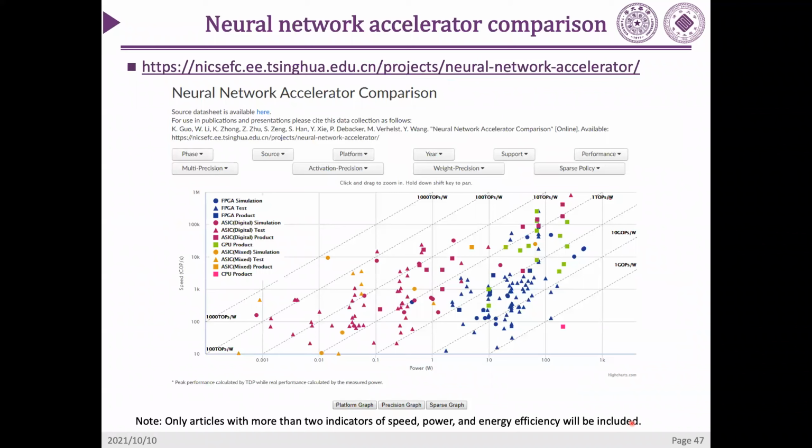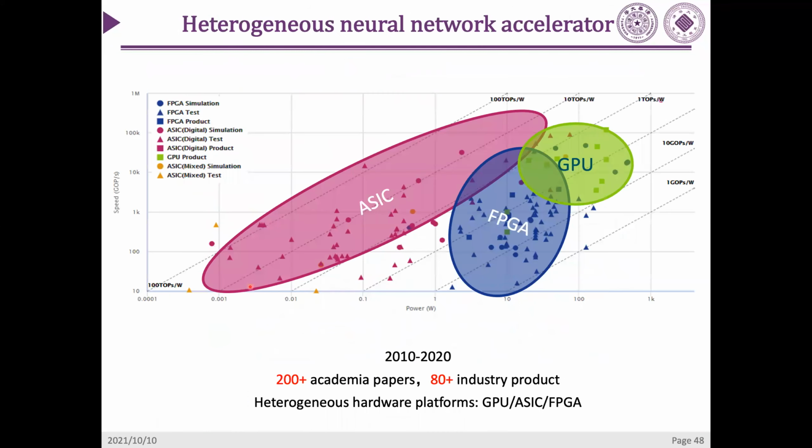I want to show this neural network accelerator comparison website, which I mentioned at the very beginning of this talk. We made this chart, and you can choose different publication sources, platforms, years, support, performance, sparsity, activation precision, or multi-precision. And you can see different trends. So I'll try to explain a little bit of our findings from the figures.